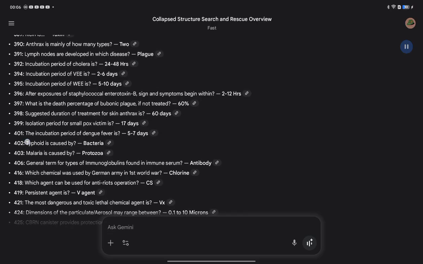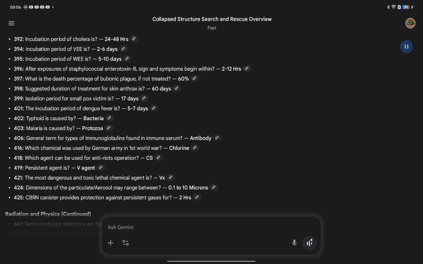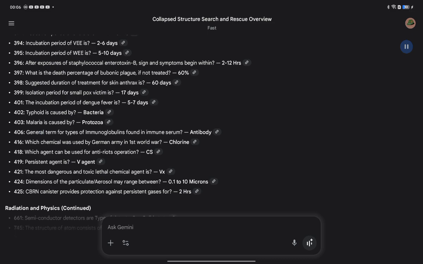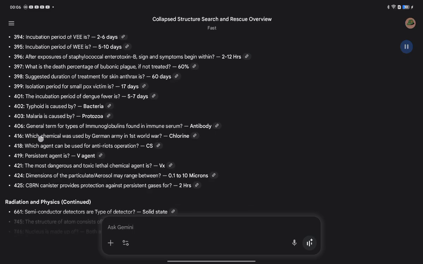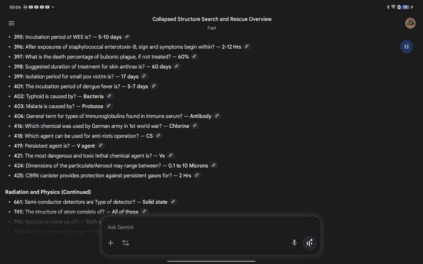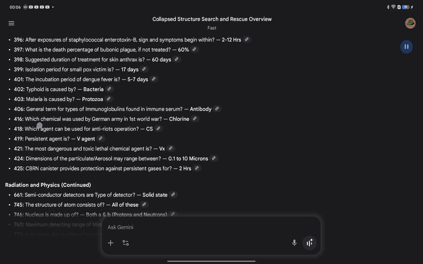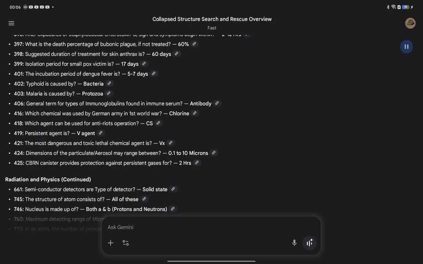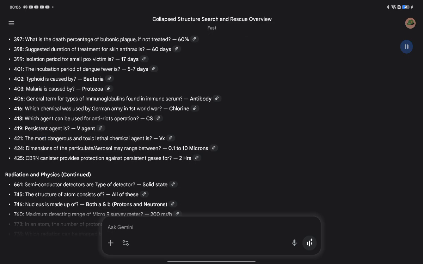394. Incubation period of VEE is 2 to 6 days. 395. Incubation period of WEE is 5 to 10 days. 396. After exposures of staphylococcal enterotoxin B, signs and symptoms begin within 2 to 12 HRs. 397. What is the death percentage of bubonic plague if not treated? 60%. 398. Suggested duration of treatment for skin anthrax is 60 days.